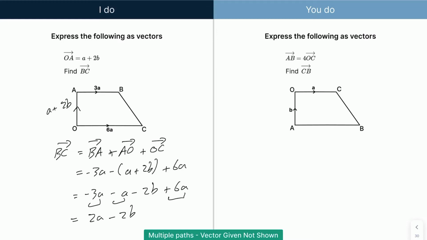Now on the right, it tells us AB is equal to 4 times OC. Well, what is OC? Well, we can see OC is equal to A right there. So if AB is 4 times that, that would just be 4A. So let's label that on. So A to B, make sure it's labeled in the right direction. That's 4A. Now we need to find C to B. Well, it's same as before. We can't go this way. We don't really know what that is, but we can go this way.